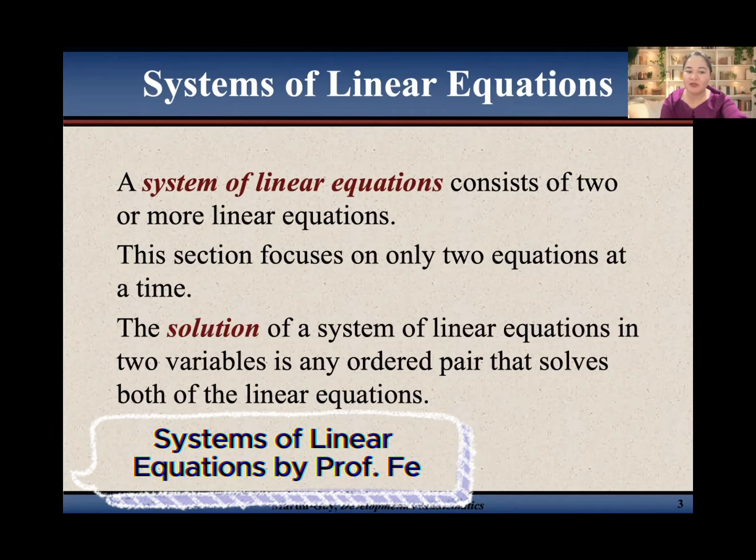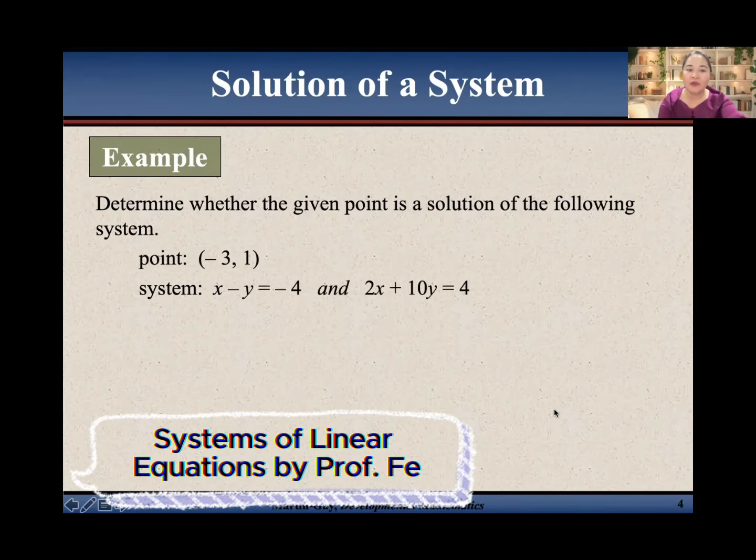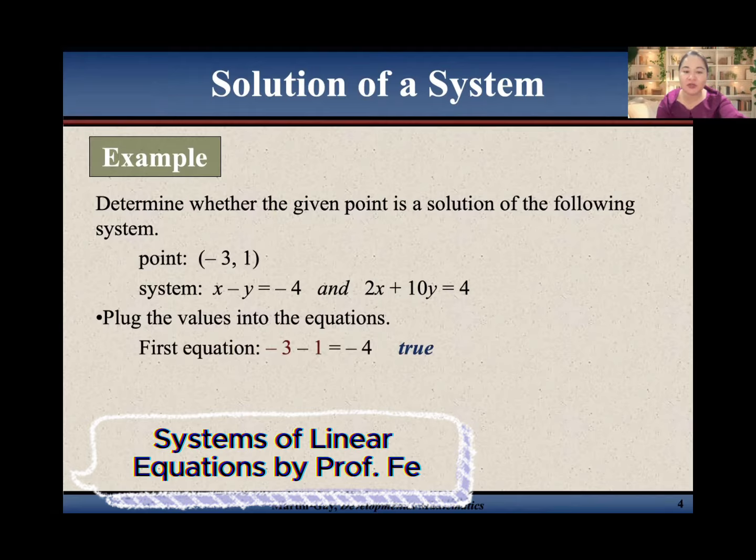The solution of a system of linear equations in two variables is any ordered pair that makes both equations true, which is the point of intersection between the two lines. So how are you going to identify whether a given point is a common point? For example, given the point (-3, 1) in the equations x minus y equals -4 and 2x plus 10y equals 4, you check if the point satisfies the given equations.